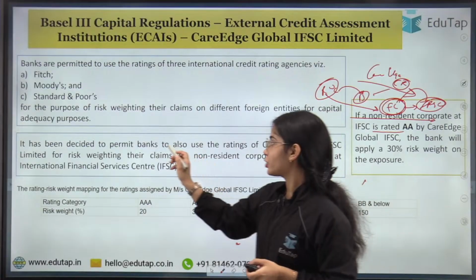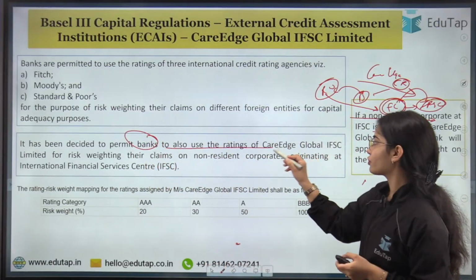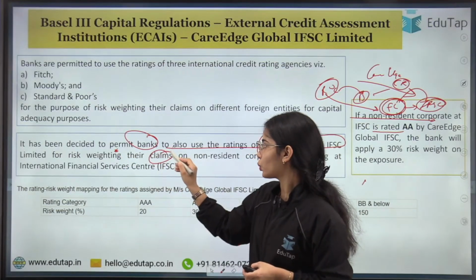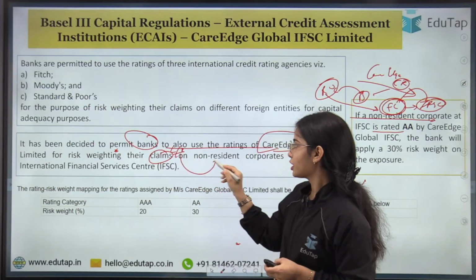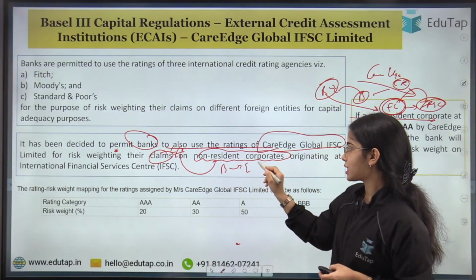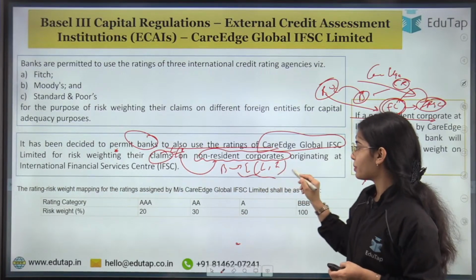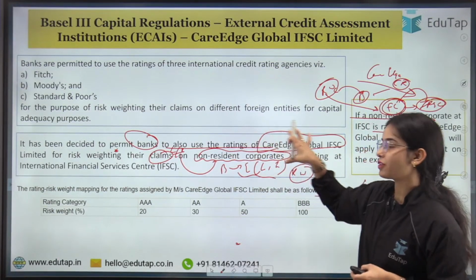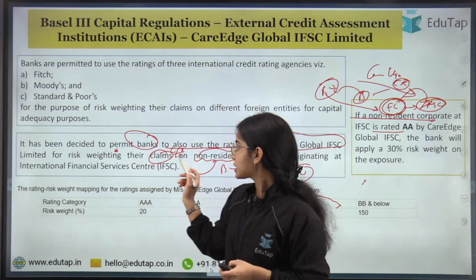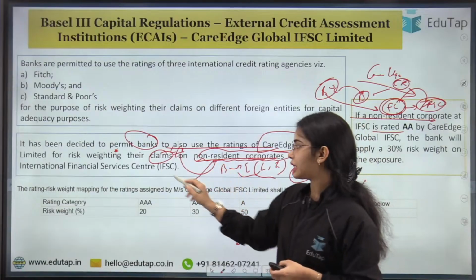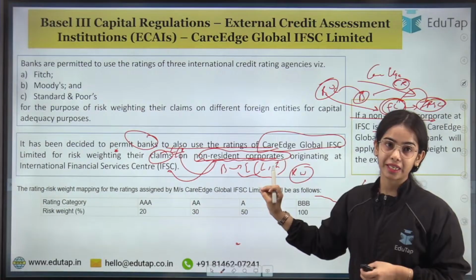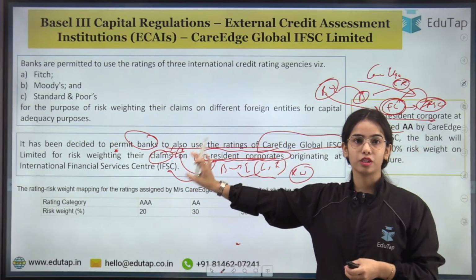Okay, so it has been decided to permit banks to also use the ratings of the CareEdge Global IFSC for risk weighing the loans or the exposure to non-resident corporates. That is, the bank's exposures, the loans or the investments, can be risk weighted on the basis of the ratings given by the CareEdge Global IFSC. Okay, this is the idea. Now this non-resident corporate should be in the IFSC. Then only can the CareEdge Global IFSC give the credit rating for the banks to use.